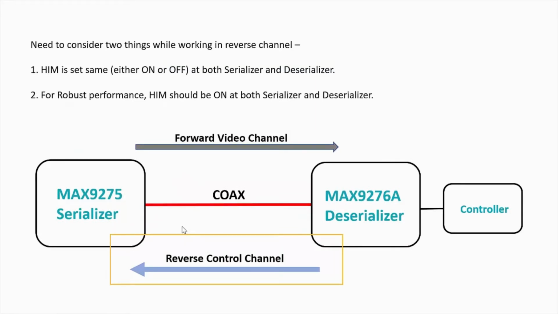From part 1 video, we know that our forward video channel is working and we have a valid pixel clock. Now, you need to consider two things while working on the reverse channel. First, you need to make sure HIM is set the same, either on or off, at both the serializer and deserializer. Second, in order to have robust performance in the presence of noise, you should have HIM on at both the serializer and the deserializer. High humidity mode allows the reverse channel to operate in the presence of 50% more noise and is more immune to high amplitude spike noise.